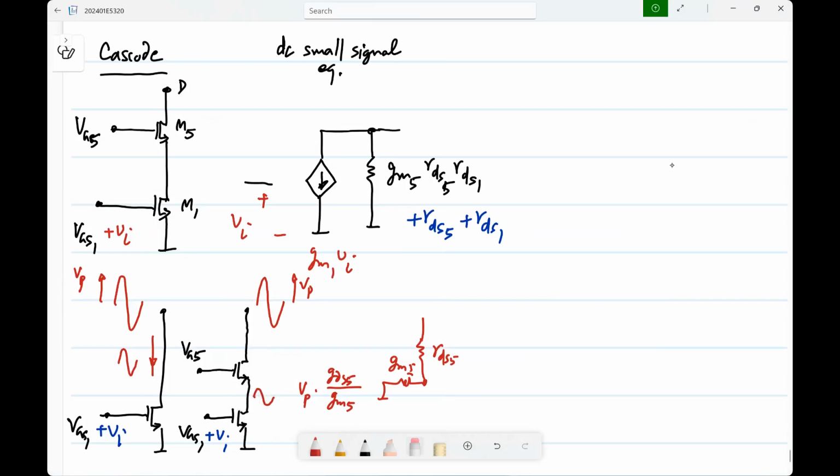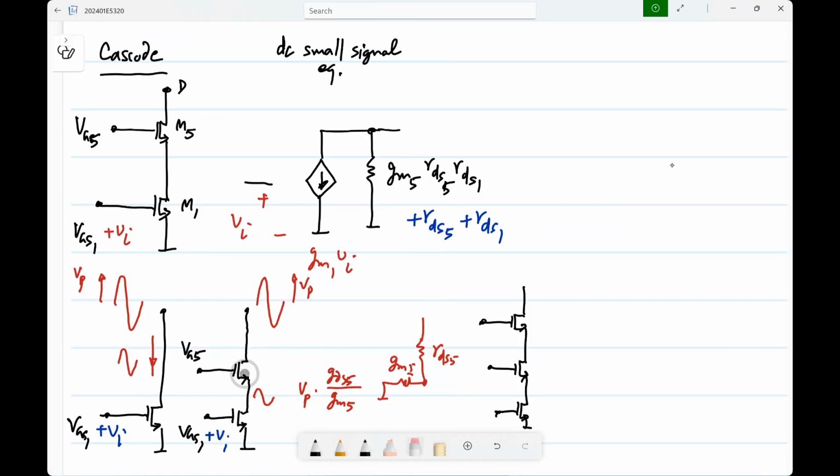Okay. So similarly, now you can see what happens. This is of course almost impossible in modern processes with low supply voltages, but if you had high supply voltages, you could do that. Okay. You had a triple cascode. By the way, this ratio GDS5 by GM5 is small, very small, only if this is in the saturation region. So both have to be in the saturation region, right?